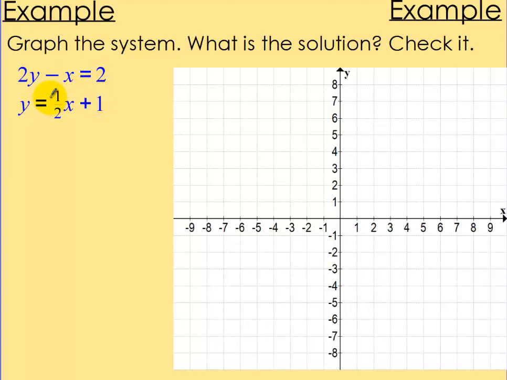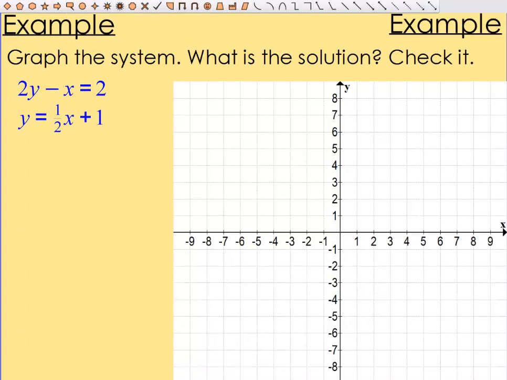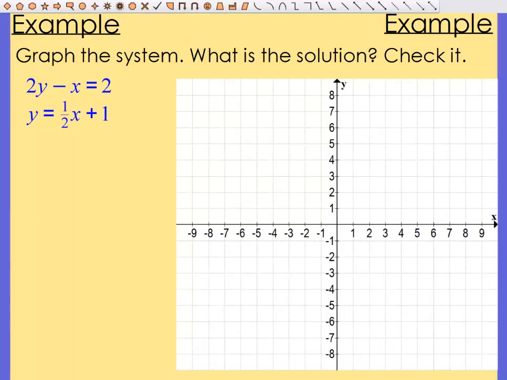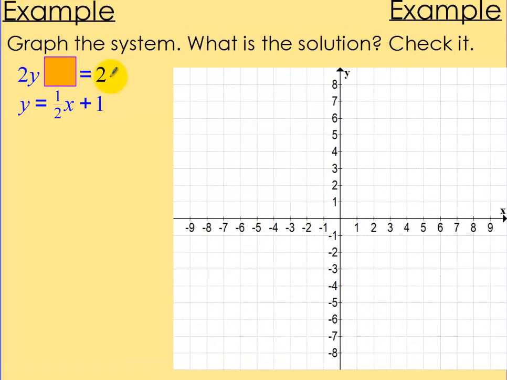Okay, so that's the top one. It's not in slope-intercept form. You have two choices. You can rearrange it, or I can just plot it. It's in standard form, and I can just plot the intercepts. So what I'm going to do is use the cover-up method. If I cover up that first term for this one and do the work down here, I get 2y equals 2, so y equals 1. That's my first intercept at y equals 1.